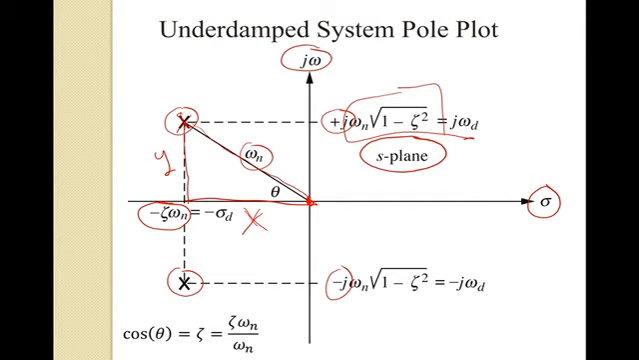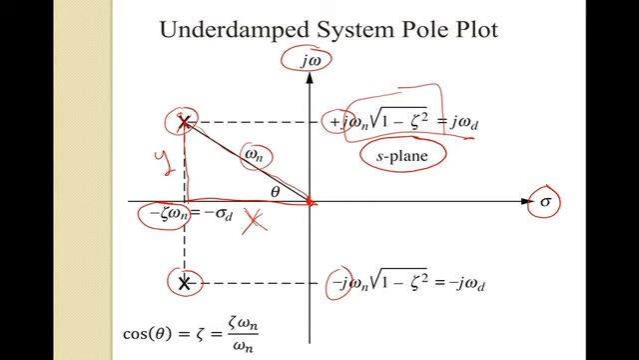So first, let's just state what the Pythagorean theorem is. We basically have a squared plus b squared equals c squared. So that's our Pythagorean theorem, where c is the hypotenuse, and a and b would be basically the x and y variables that I showed below. So for our a variable, we said we have negative zeta omega n. That's our a variable, if you will. Our b variable we said is our y variable.